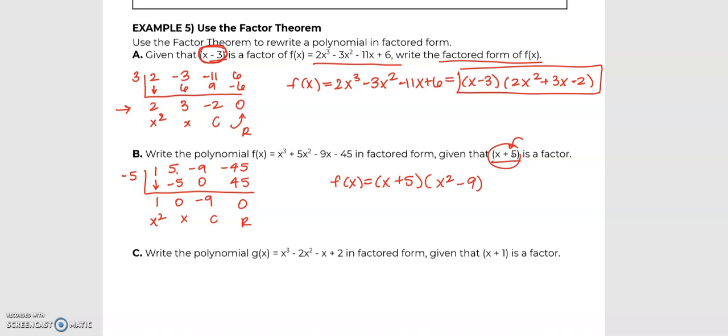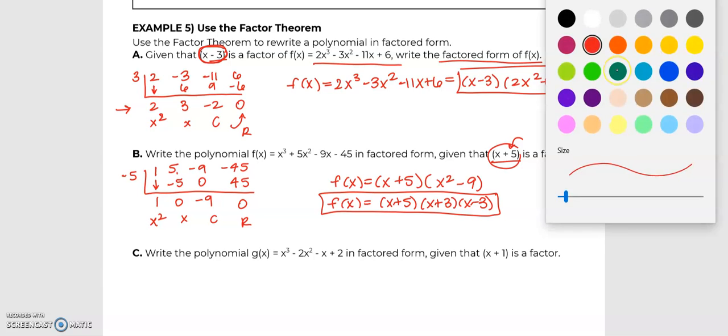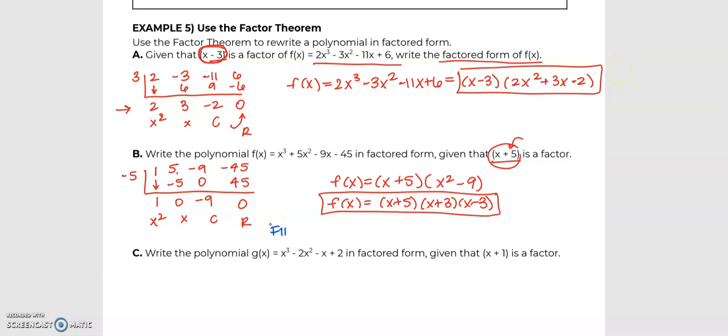Something to be on the lookout for is that we need to factor as much as possible. We should recognize that x squared minus 9 is a difference of squares. Here's our factored form.